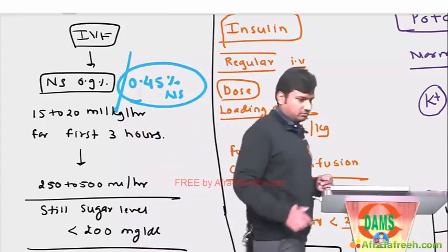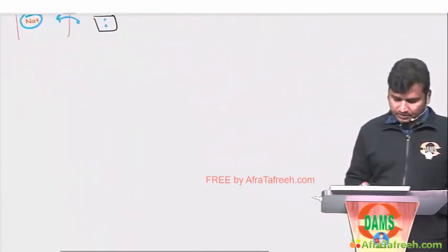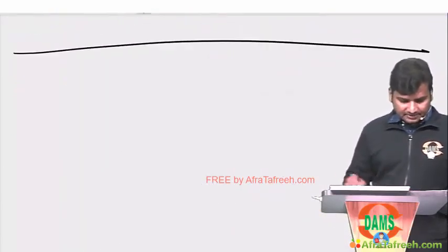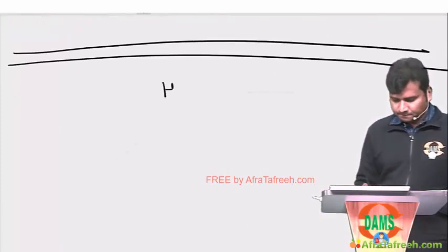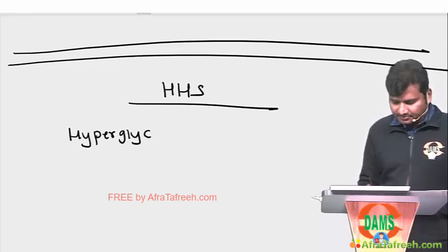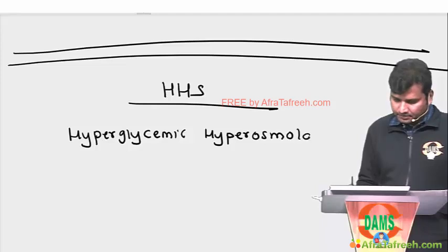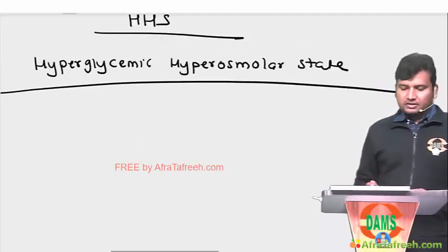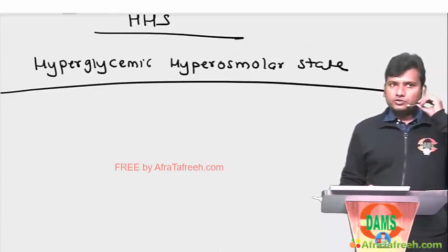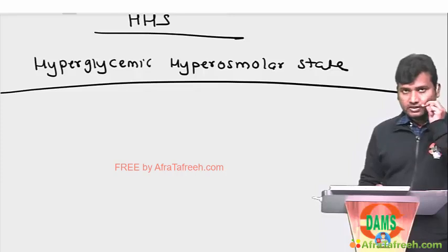Okay. Now, after diabetic ketoacidosis, the next topic is HHS. Full form is hyperglycemic hyperosmolar state. Hyperglycemic hyperosmolar state is more common in type 2 diabetes.